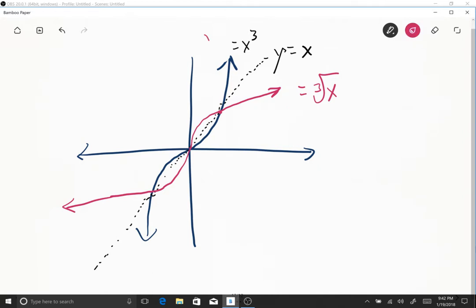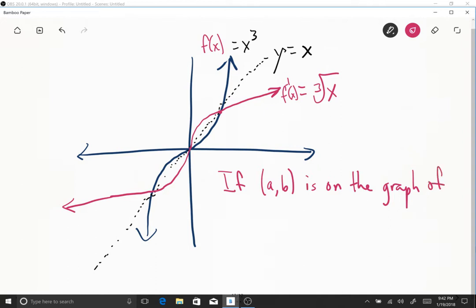So we have f of x and f inverse of x. And the main property that I want you to take home on this is if (a, b) is on the graph of f of x, then this reflection over y equals x, what that does is that says that (b, a) is on the graph of f inverse of x.